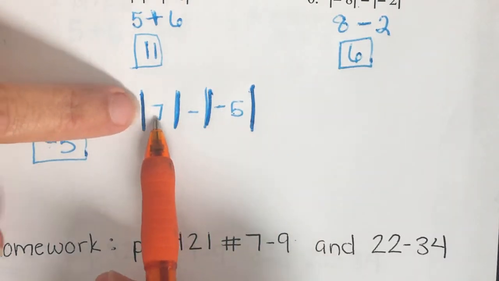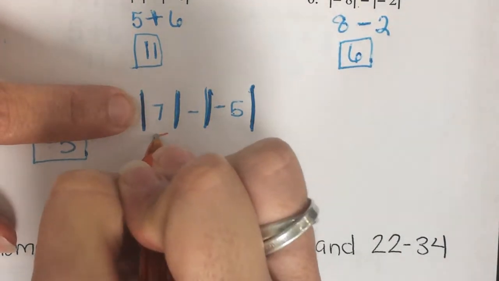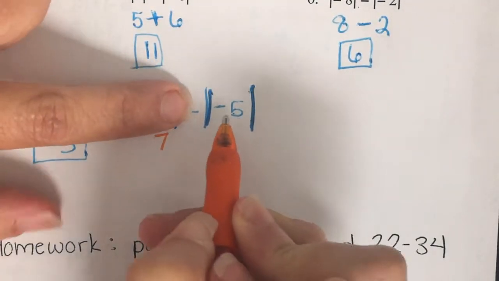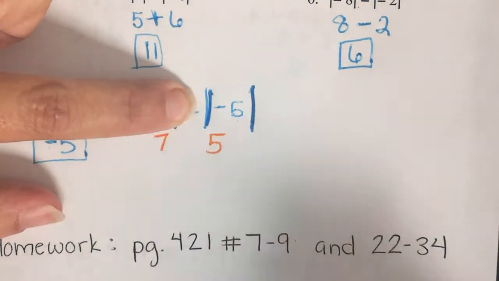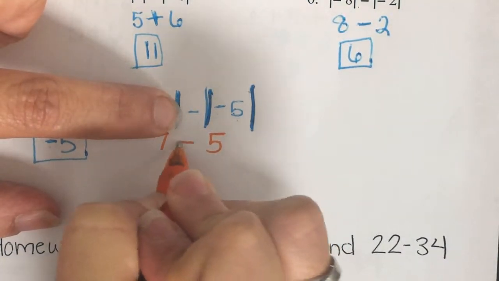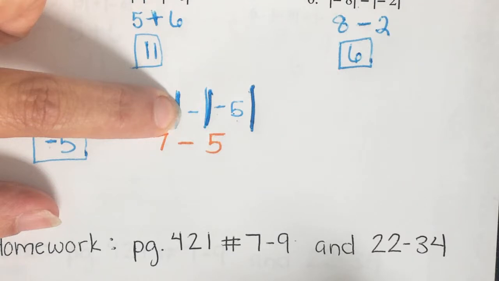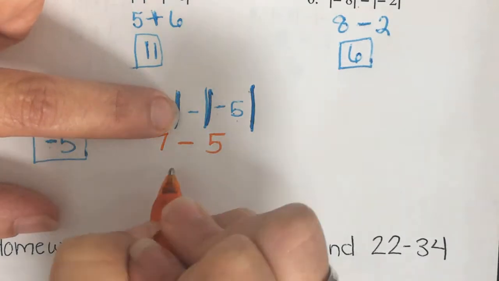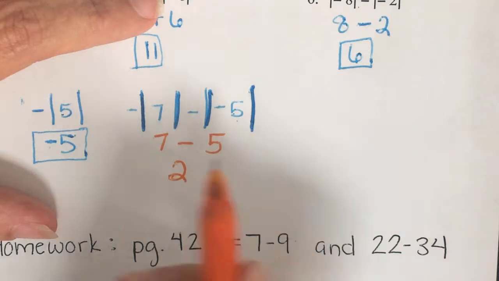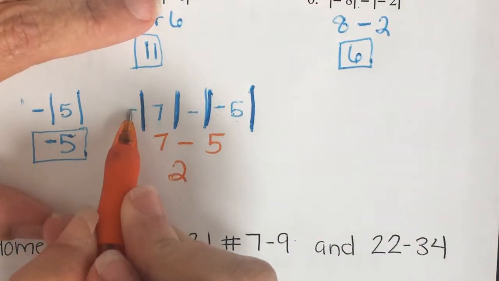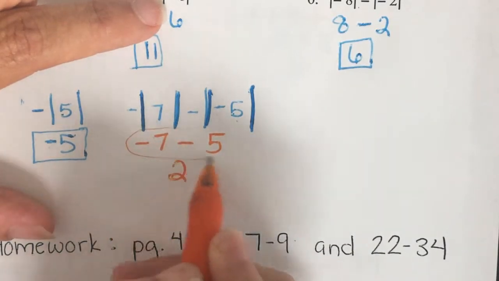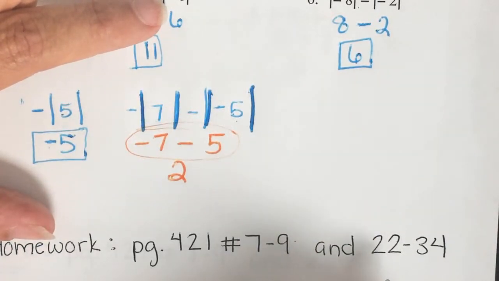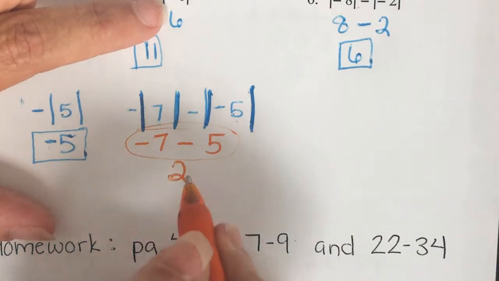The absolute value of 7 is 7. The absolute value of negative 5 is 5. Okay, now I'm going to look around. There is a minus sign. So what is 7 minus 5? 2. Now, this is the odd part. This minus sign should be there, and we haven't finished these kinds of problems. Meaning, it's officially negative 12.